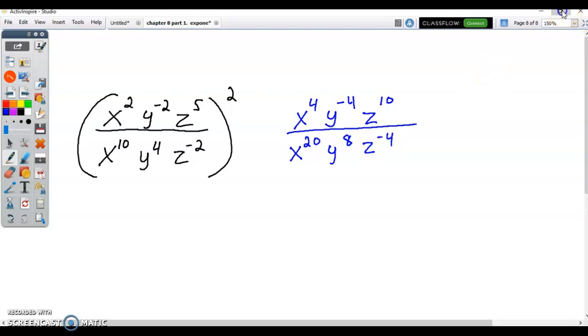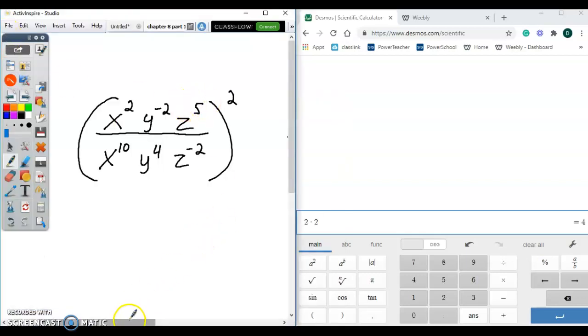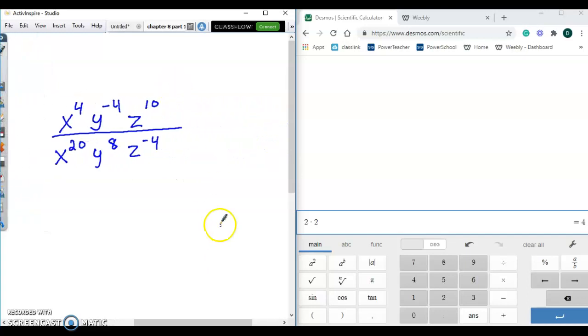All right, so now that we got rid of the exponents, or the parentheses, I guess we should say, now we can go about and do our subtractions. So we're going to write this without the fraction bar, but we're going to combine our bases. Remember, if we're dividing the common bases, we subtract the exponents. So this would be 4 minus 20 for the x. So that would be negative 16. Y, negative 4 minus 8. So negative 4 minus 8 gives us negative 12. So we have y to the negative 12.